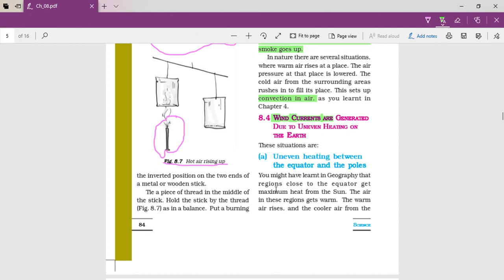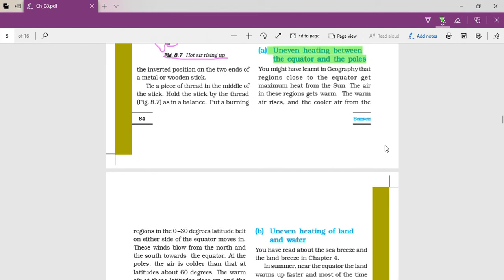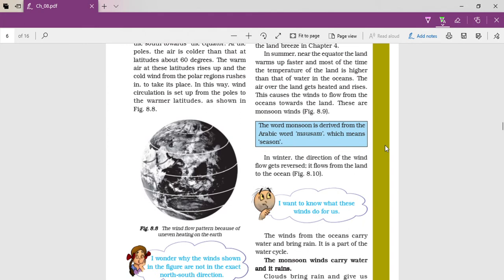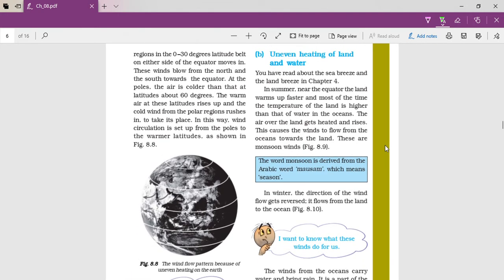The region where the air rises, an area of low pressure is created, while the region where the air sinks, an area of high pressure is created. So you can say that uneven heating of the earth produces wind current. The uneven heating on the earth takes place in two situations. First is uneven heating between the equator and the poles.